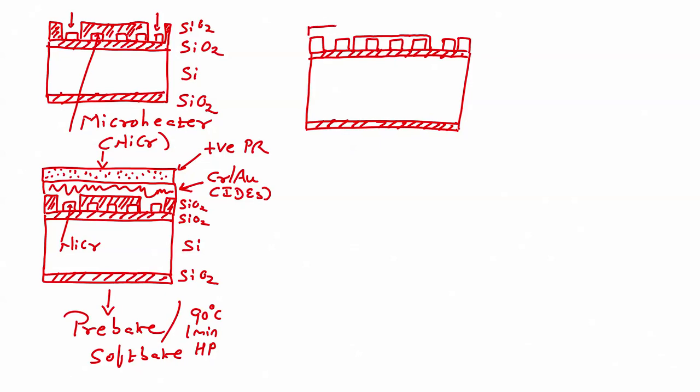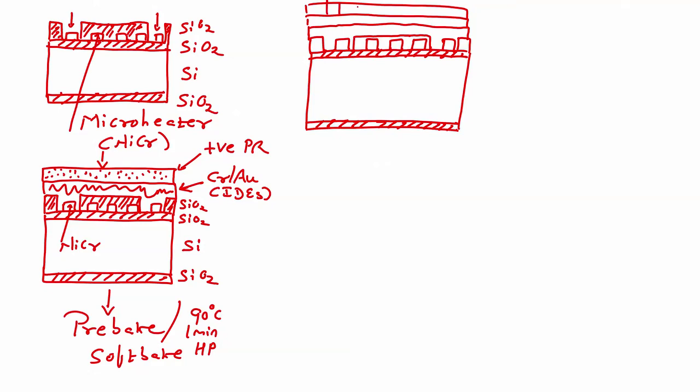On that we have chrome gold, on that we have photoresist. So, let us draw photoresist, on that we have to load a mask.